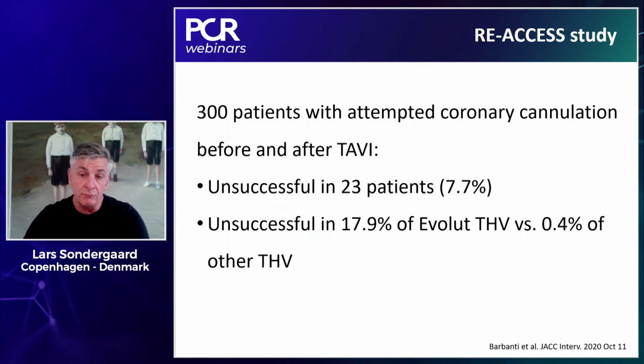And we saw this re-access trial just published about 6 months ago. It was 300 patients undergoing TAVI. All patients had cannulation of the left and the right coronary arteries just prior to valve implantation, and then repeated after valve implantation. And actually, in 23 patients, 7.7%, it was not possible to access both coronary arteries. And out of these 23 patients, actually 22 patients were treated with the Evolut platform. So for that platform, it was almost 20% of the patients where it was not possible to do it. Lower rate for the others.